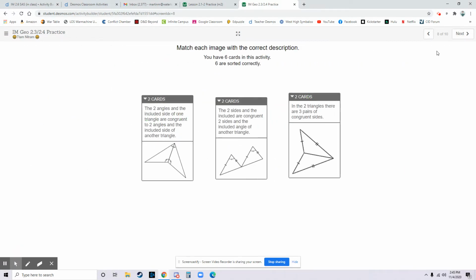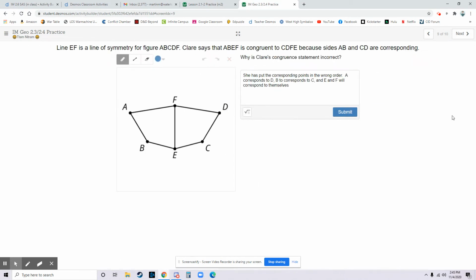Okay, here's a card sort. And last question, kind of seen this before, but again, just make sure that the corresponding points are in the right order. If you're reflecting over this line, EF, then A would land on D, B would land on C. So those points should be in the same order when you're doing your congruent statement. Here is one of them that would be correct. Let us know if you have other questions.